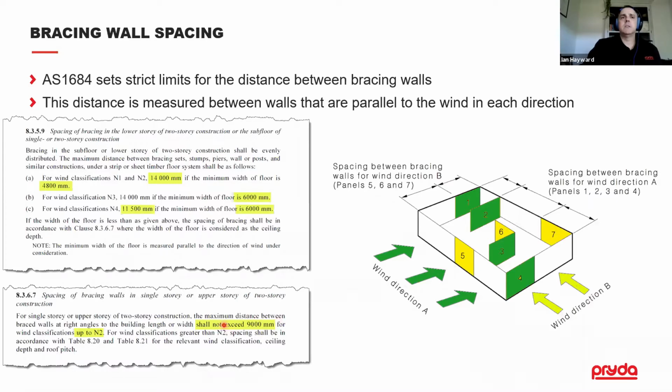You can see the prescriptive measure of the 1684 says that these bracing units for N2 shall not exceed 9 metres. If you look at the lower storey, then those bracing units can have 14 metres distance between them. The reason that's slightly different is that the floor system is a lot stiffer because it has particleboard and ceiling sheet attached to it, so it's a lot more stable, and you can go a further distance with your bracing units.